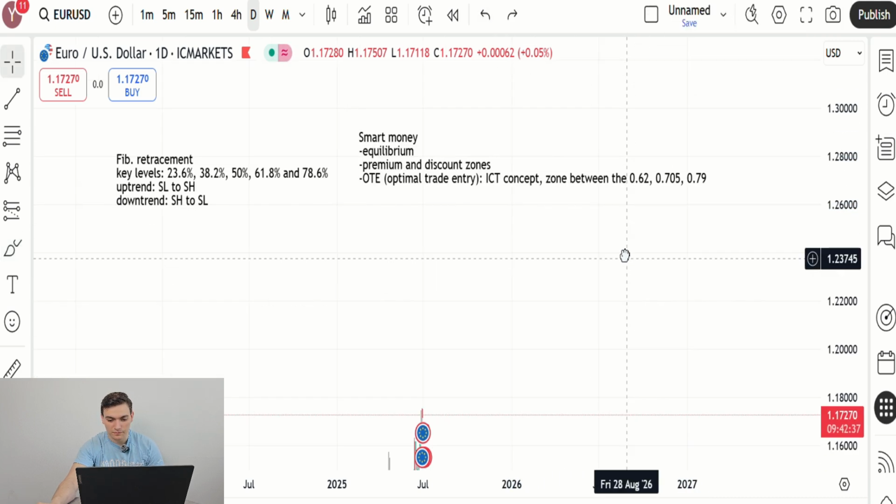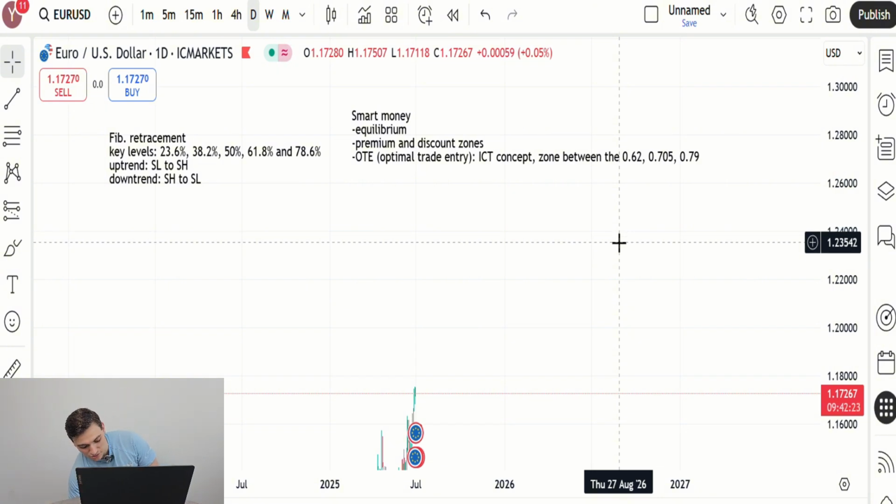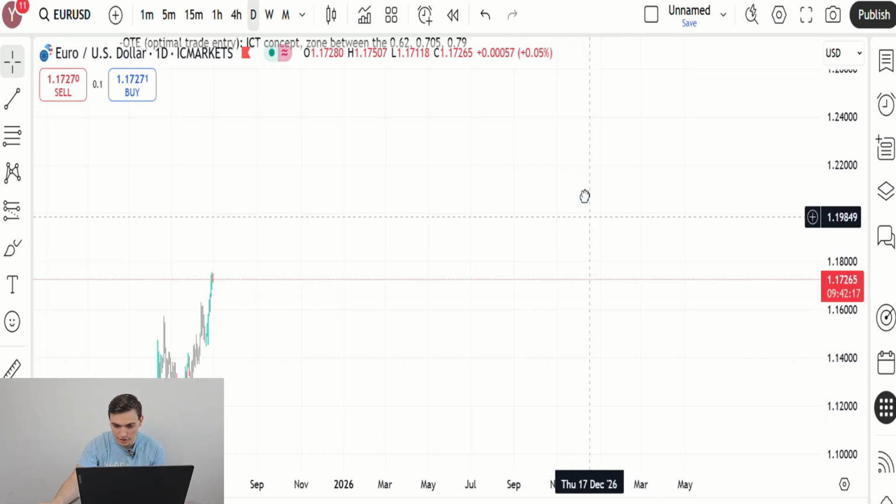All right. And why is the OTE so considered? Why do traders have it in mind? Well, it's because it's where the pullback is most likely to draw to. Do you understand what I mean? So it's where price is most likely to retrace to.